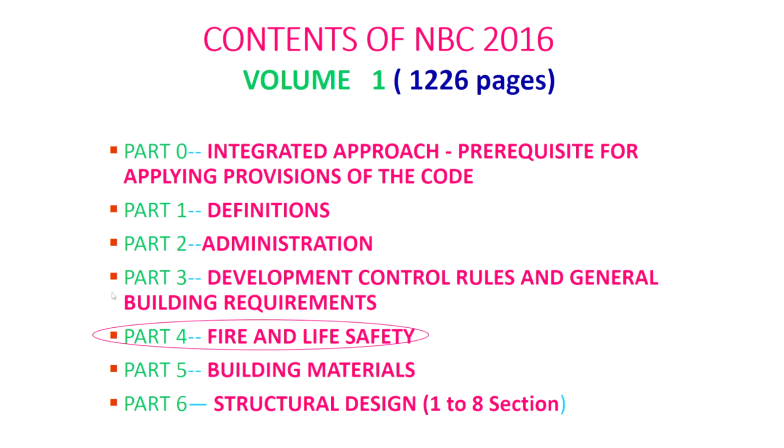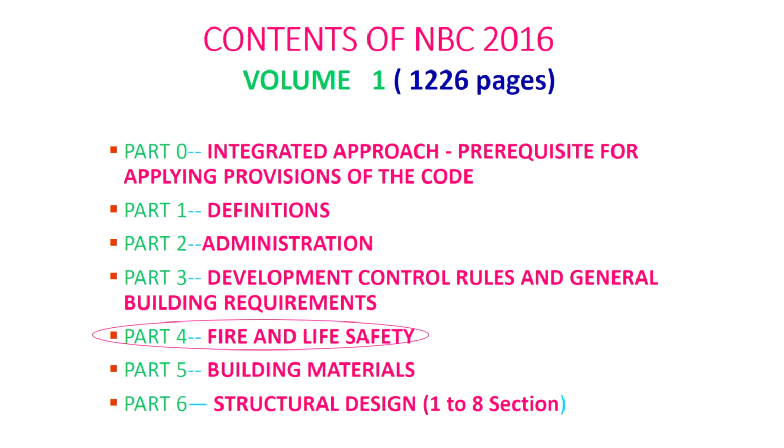Part 2 again deals with administration. Part 3, this is important because it caters to many of the development control rules and general building requirements. We'll see some of the aspects of this Part 3. These are some parts I have taken. Part 4, as I have already told you, elaborate guidelines for fire and life safety. Our railway guidelines possibly do not have much about fire or life safety. Very important document here.